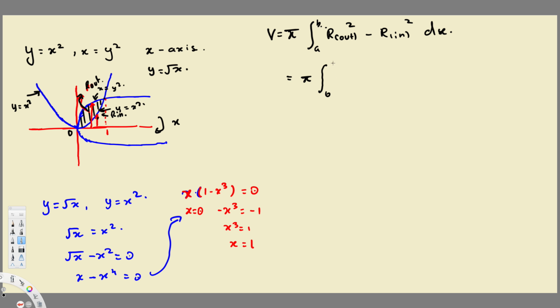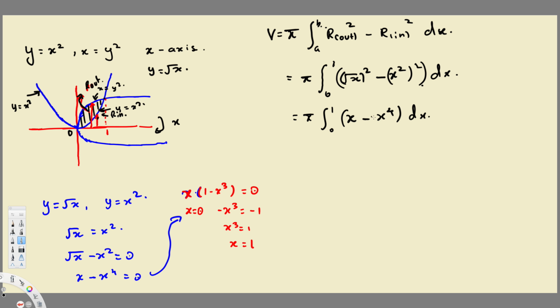So here we are going to have 0 to 1, and the outer radius is going to be the top graph, that is y squared equals x. We want y in terms of x, so y equals root x. So we have root x squared minus the inside graph function, y equals x squared, so we write x squared right here, squared, dx. Let's do the simplification. This is going to be the integral from 0 to 1. The square of root x is just x, and the square of x squared is x to the power 4, dx.